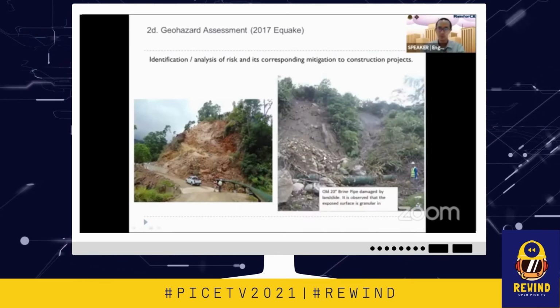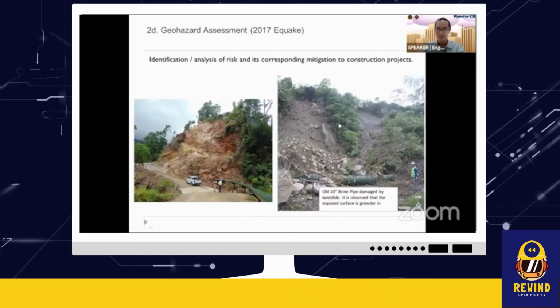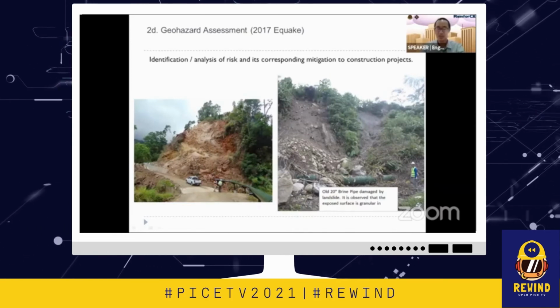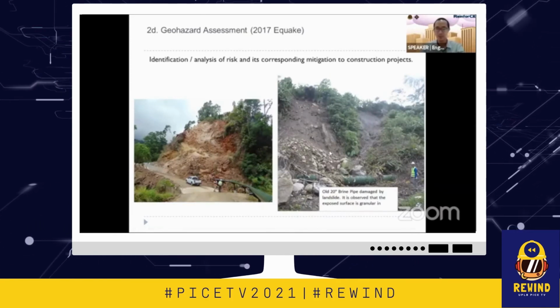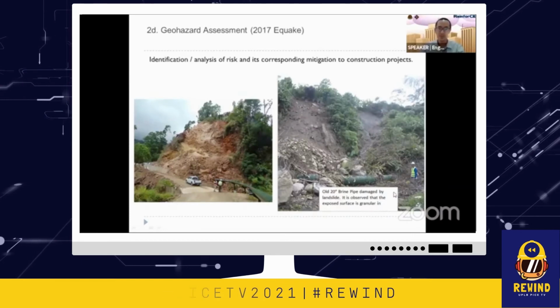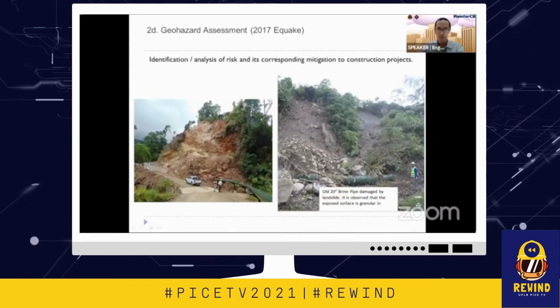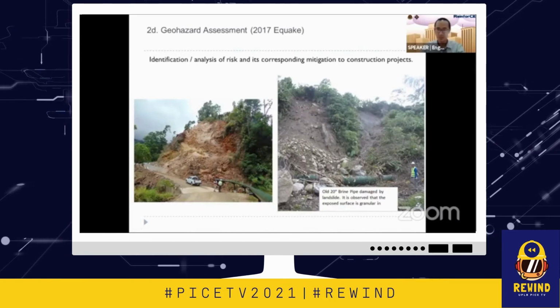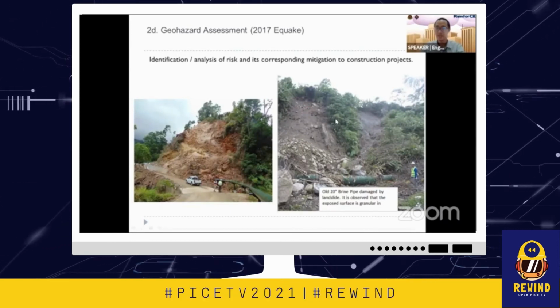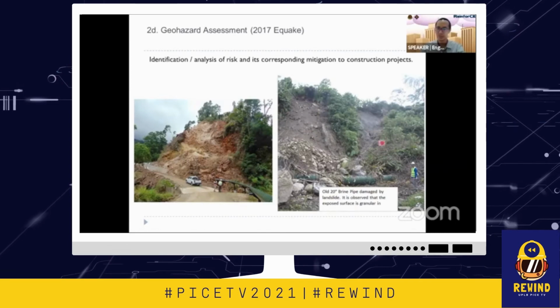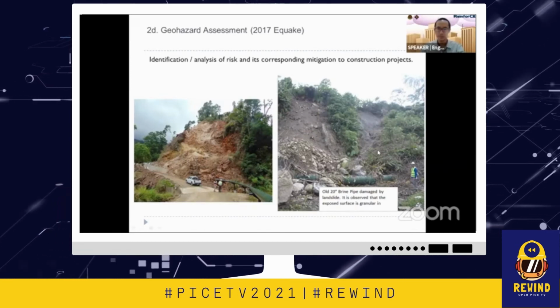Okay, so that's also me. This is also in Leyte. This is a 20-inch brine pipe damaged by landslides. Looking at the pictures, you can see that the slope material is granular in nature. So it is a sandy soil.